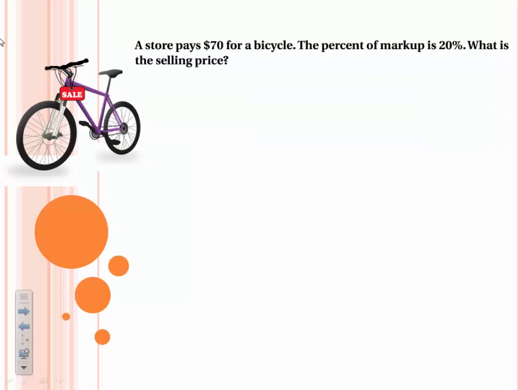All right, next example. We're done with discounts. Now we're going to markups. A store pays $70 for a bicycle. The percent of markup is 20%. What is the selling price? So the store owners get this bike for $70. So the markup is 20% of $70.